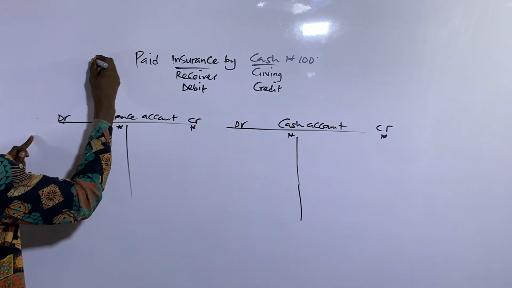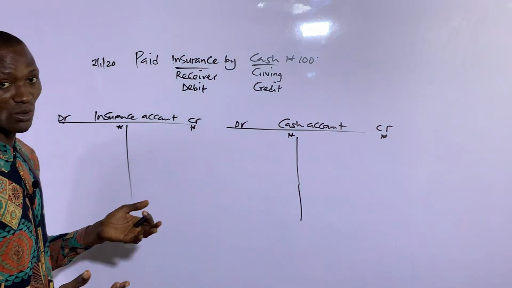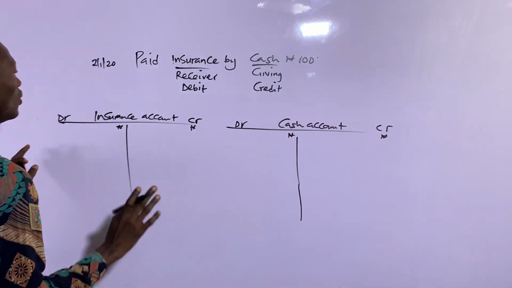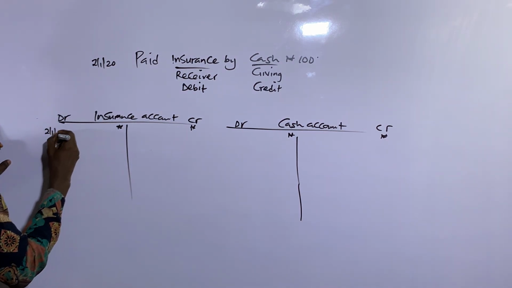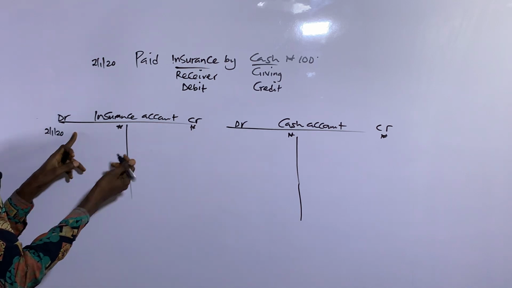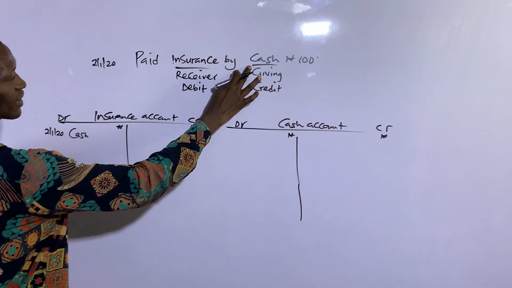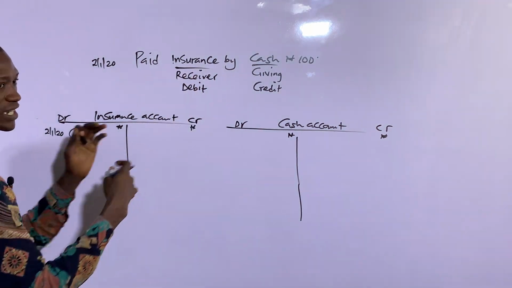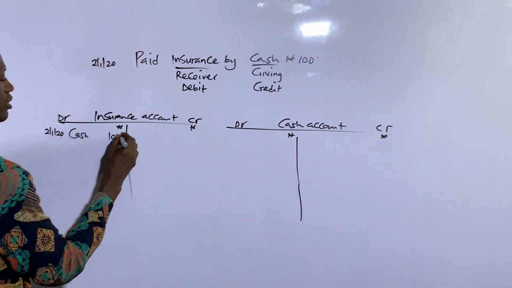The date is, let's say, 2/1/20. Every transaction must have the date on which it occurs. Who is insurance receiving from? From cash. Cash paid insurance. So cash is giving, insurance is receiving. So how much is that? That's 100 naira.